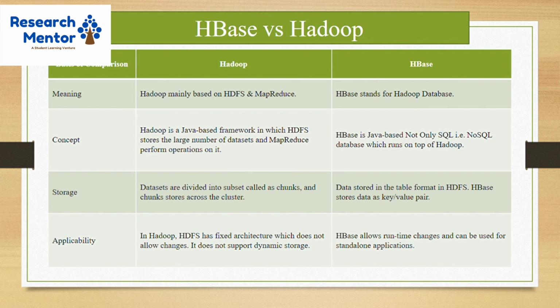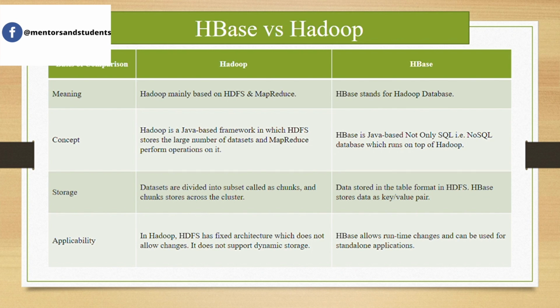Hadoop is a Java-based framework in which HDFS stores large amounts of datasets and MapReduce performs operations on it. That means Hadoop basically supports all the frameworks of Java, and with the help of the MapReduce function, we can analyze key-value mapping pairs. But HBase is Java-based and supports NoSQL databases, which run on top of the Hadoop system. So in case of HBase, that is very simple.